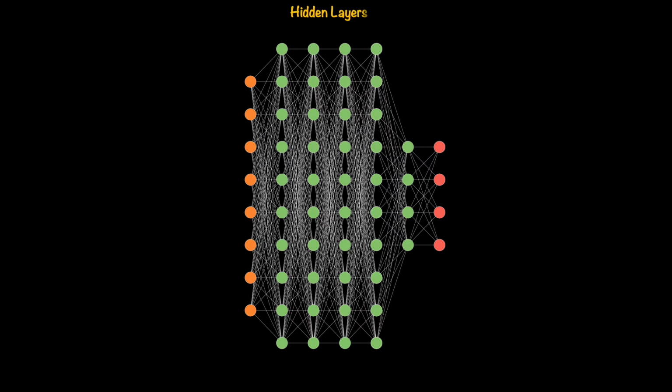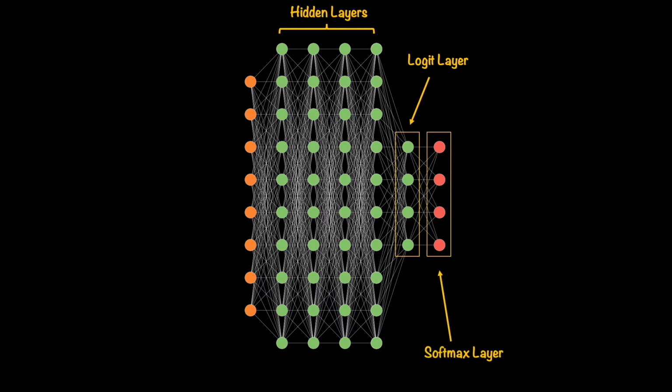The layers in the middle are the hidden layers. This layer is called the logit layer, and its size is also the same as that of the number of classes. The neurons in this layer result in what we call logits or scores. The final layer is the softmax layer. It takes the logits and converts the output to a probability distribution.